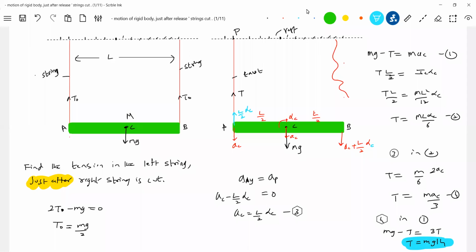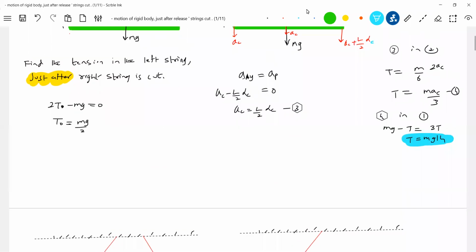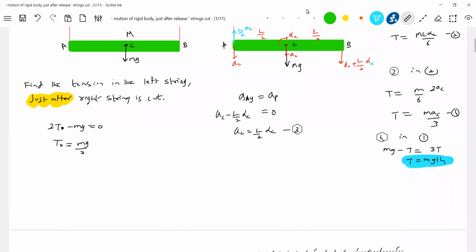Sir, what's wrong if I assume it will rotate about point T? Because it is suspended by a string. If a body is in fixed axis rotation, is it not fixed axis rotation? No. The question is just after. After some time, it will rotate about T because it is suspended above the string. Are you able to understand just after? We are not exactly understanding the situation, so let me put it here.